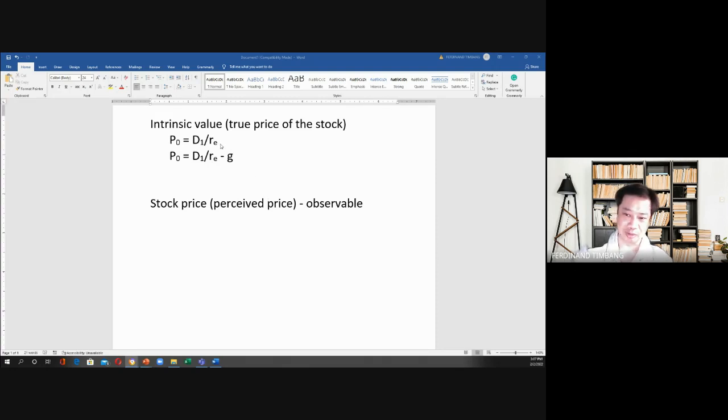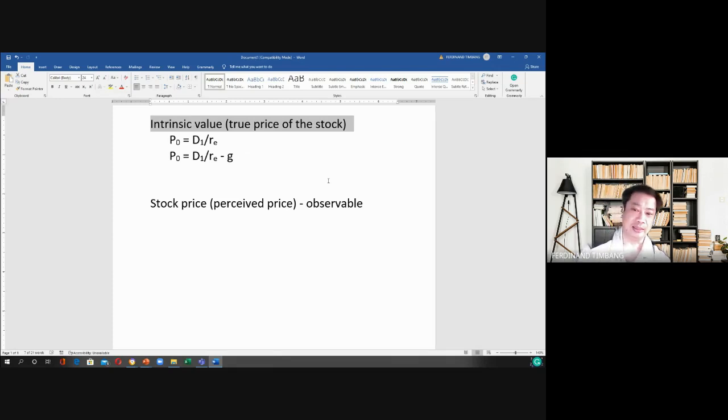One example is the zero growth. So this one is zero growth actually. The price of the stock at year 0 is equivalent to the dividend at year 1 divided by the required rate of return or the cost of capital. If it is a constant growth, then we have this portion, Re minus g. That is if there is a constant growth for the company's performance. So based on the intrinsic value, this is the true price of the stock, and we have to determine it by using the different valuation models.